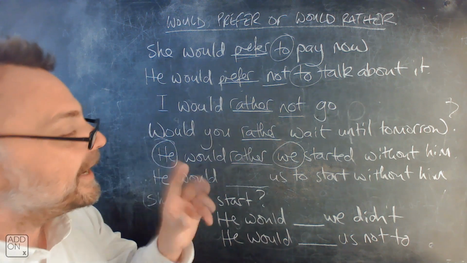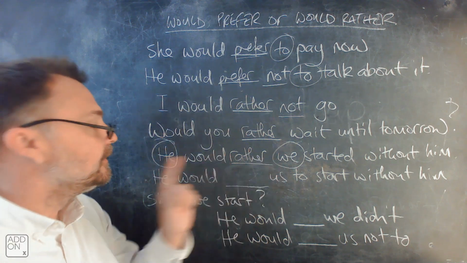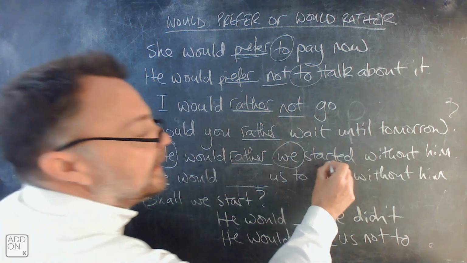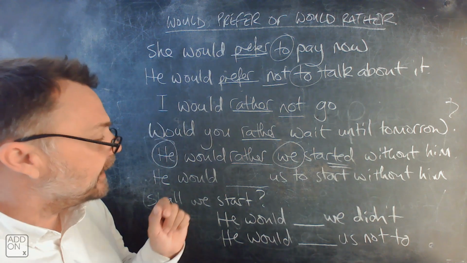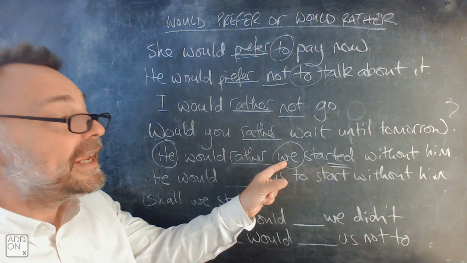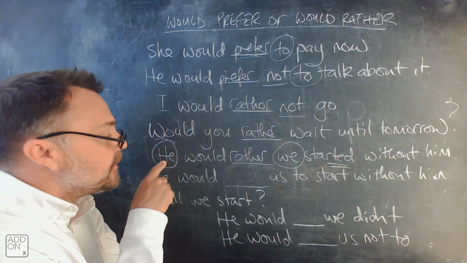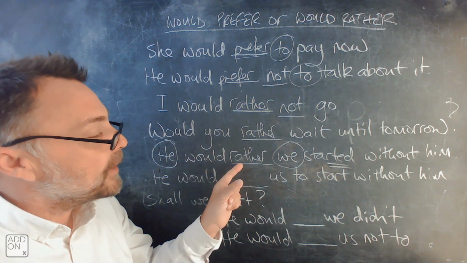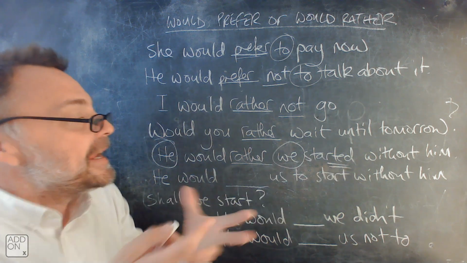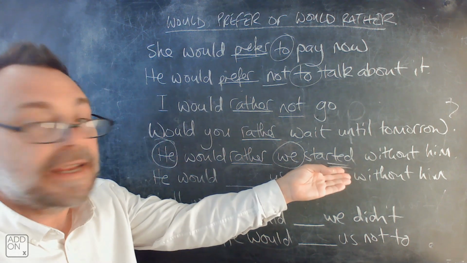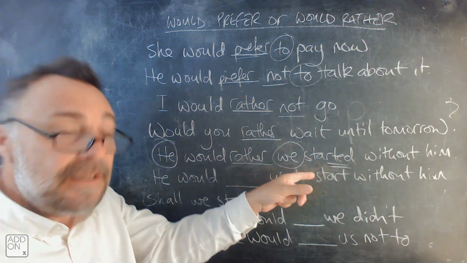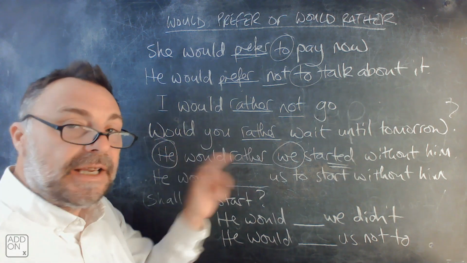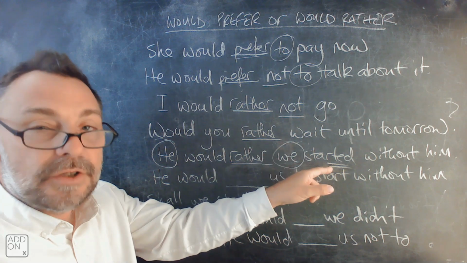But when we have a different subject and we are using rather, we need to use the second verb in the past. Okay, so he would rather, we started without him. The subject of the preference and the subject of the verb are different. And when we use rather, we use the past. If we want to make this phrase negative, we use the past here as well. He would rather we didn't start without him. So rather, with two different subjects for the preference and the verb, use the past.